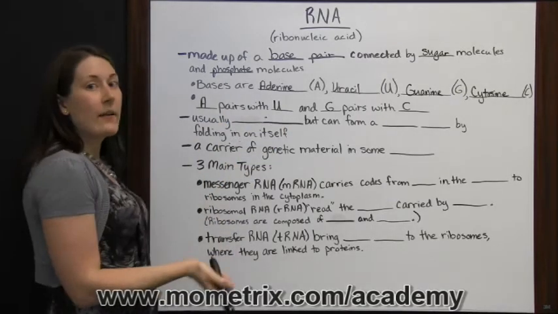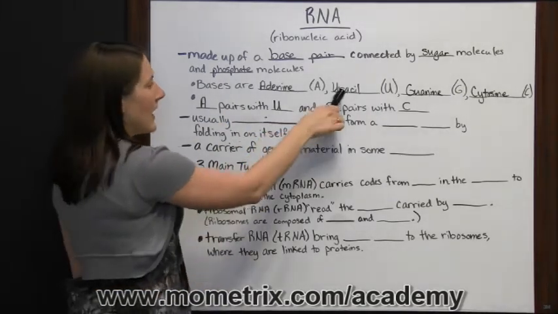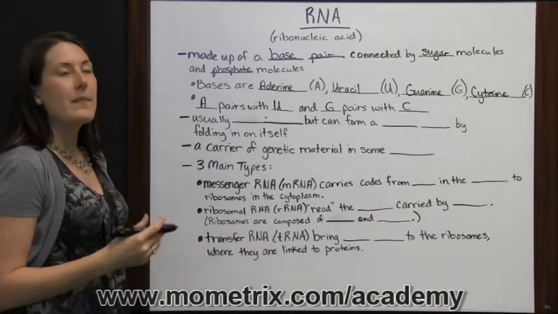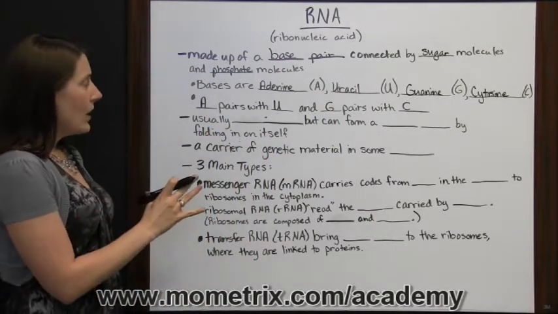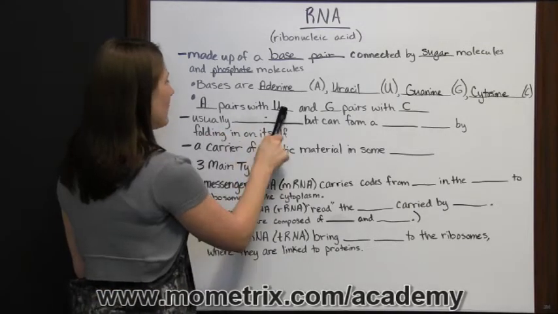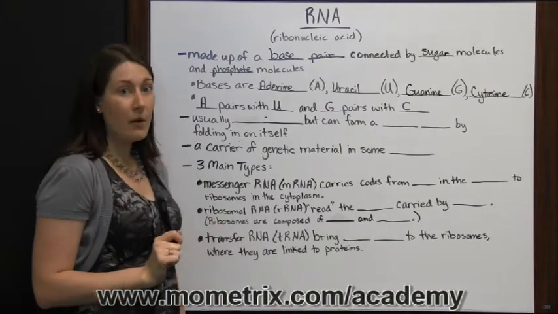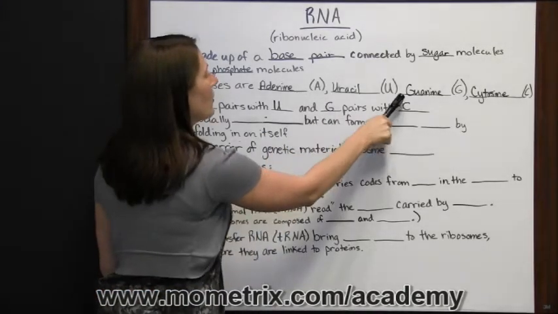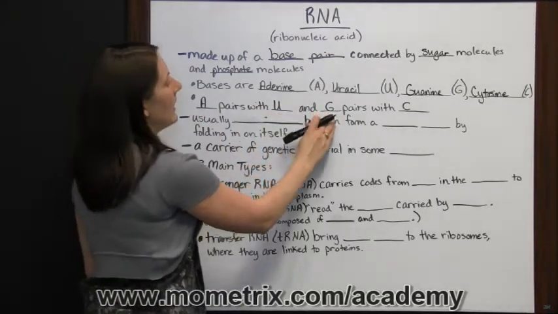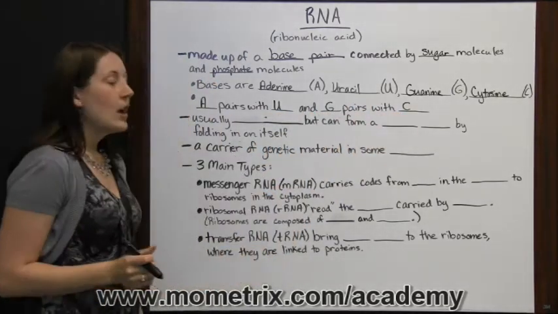are pairing together. Now in DNA, you have thymine as your other base, the base that pairs with adenine. But in RNA, you've got a different base. So you can think of it as your two abbreviations that are vowels pair together and your two curved abbreviations pair together. So adenine with uracil and guanine with cytosine.